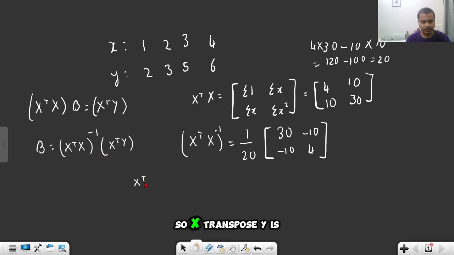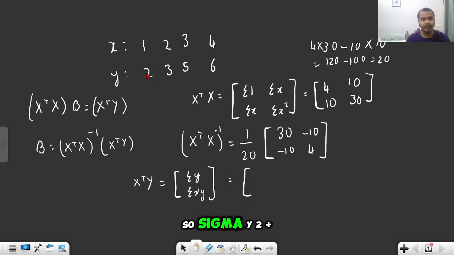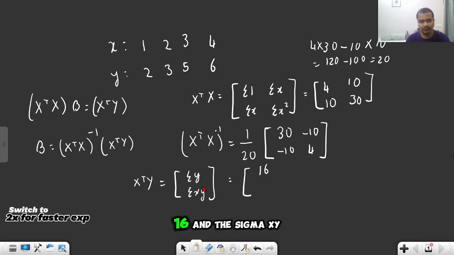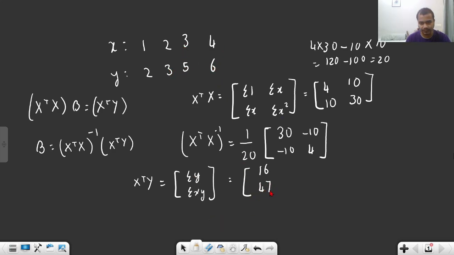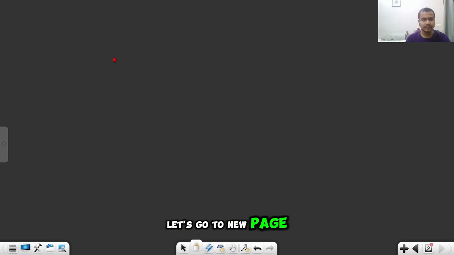So X transpose Y is going to be, as per the formula, sigma y, sigma xy. So sigma y is 2 plus 3, 5, 10, 16, and sigma xy is 2 plus 6, 8, plus 15, 23, plus 24, 47. This is X transpose Y. Let's go to the new page.